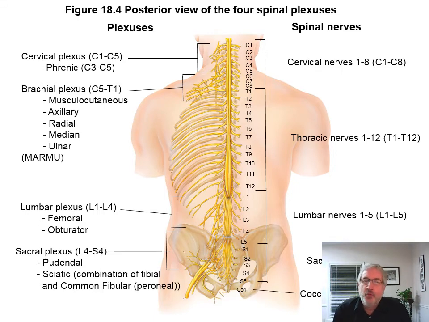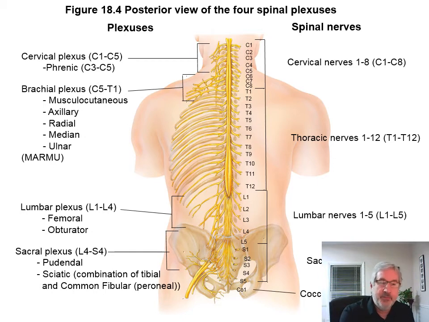Okay, and what I've listed underneath each of these plexuses are the nerves that I want you guys to know. So you have the phrenic nerve, which arises from the C3 through C5 nerves. Okay, the brachial plexus comes from the cervical nerves 5, 6, 7, 8, and the thoracic nerve number 1. So the brachial plexus has 5 nerves come out of it: musculocutaneous, axillary, radial, median, and ulnar nerves.